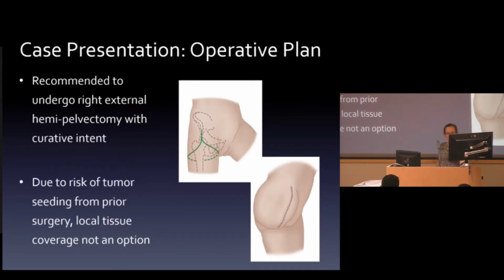So back to the case, the patient was recommended by Dr. Thorpe to undergo a right external hemi-pelvectomy with curative intent. For those who don't know, an internal hemi-pelvectomy is a limb-sparing pelvic resection, and then there's different types depending on what part of the pelvis you take out, versus an external hemi-pelvectomy, which is also called a hindquarter amputation, and removes the entire lower extremity with the pelvis.